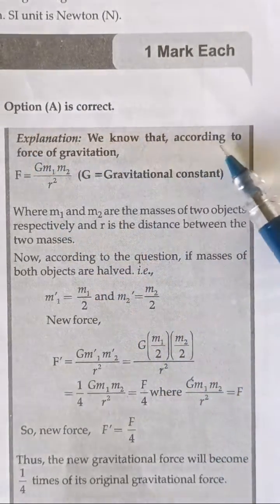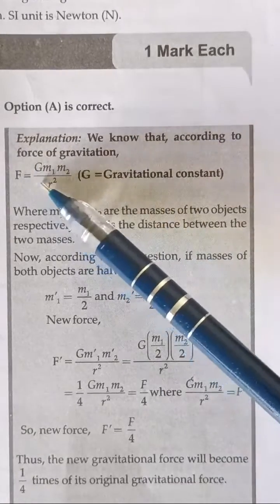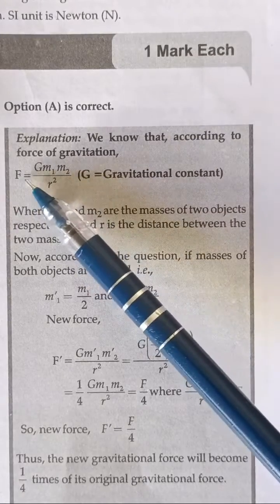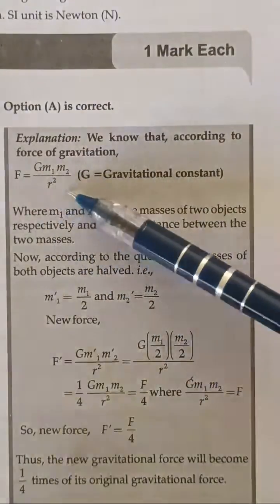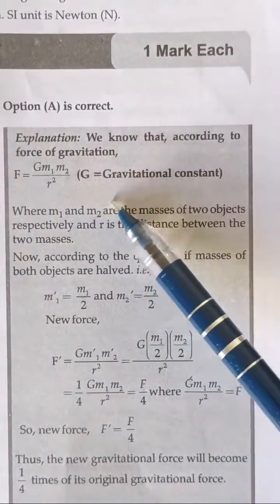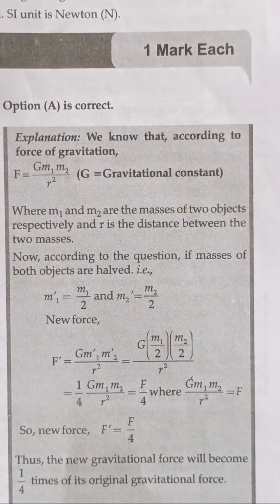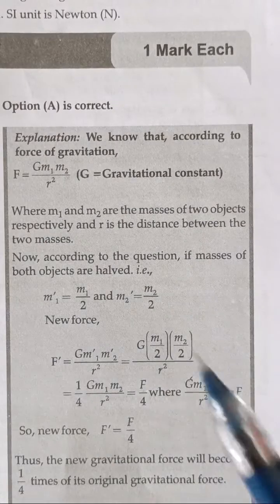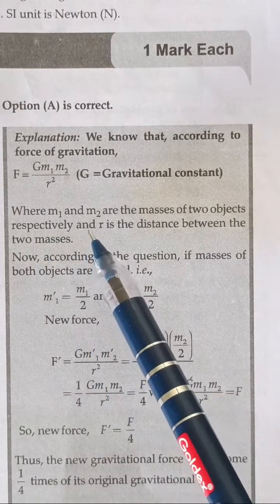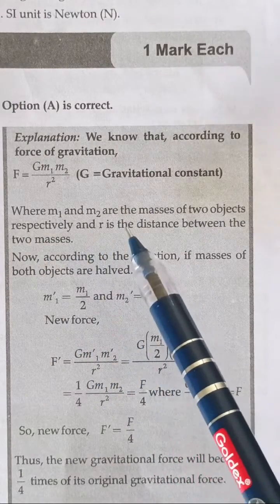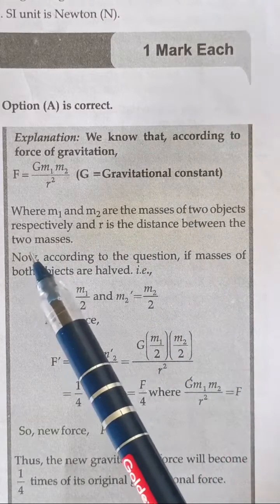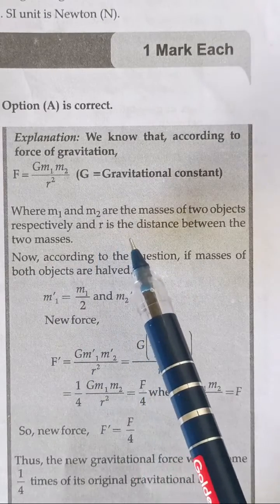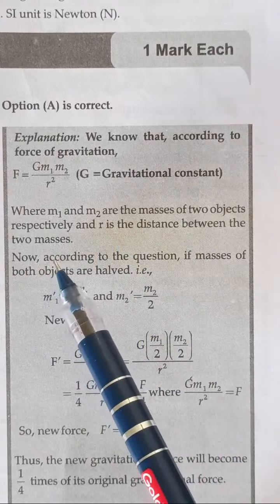Explanation: we know that according to the force of gravitation, F equals G m1 m2 upon r square, where G equals the gravitational constant, m1 and m2 are the masses of the two objects respectively, and r is the distance between the two masses.